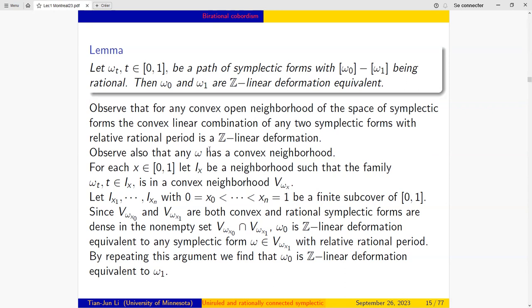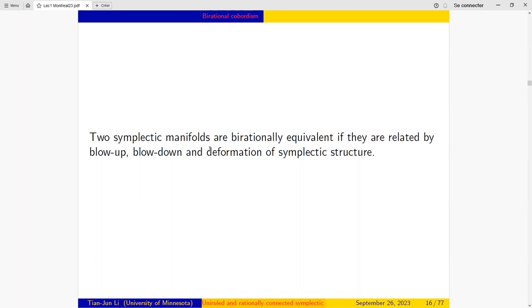And so you cover this interval by some small intervals, where over each interval the family lies in the convex neighborhood. So the upshot is that two manifolds related by blow up, blow down, and general deformation, you can actually also start with this definition as the birational equivalence in symplectic geometry, a meaningful definition.